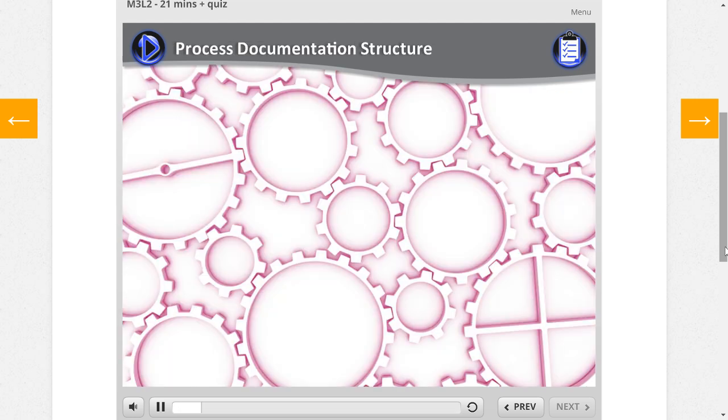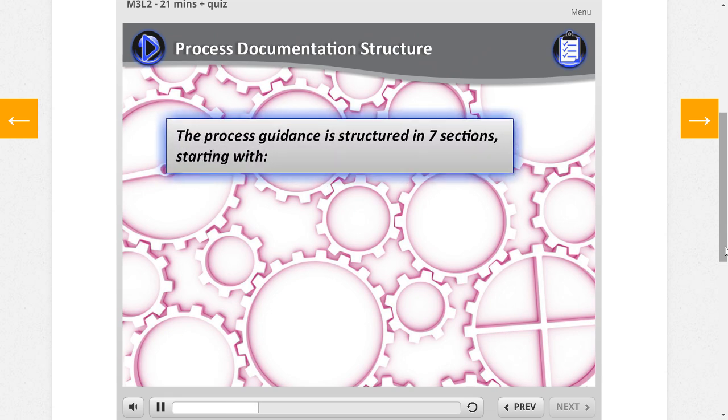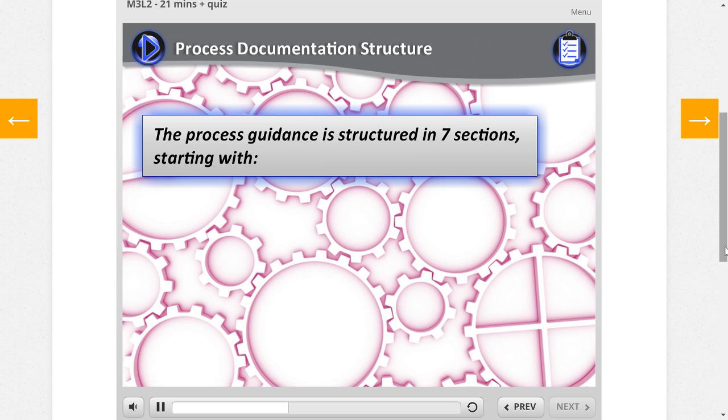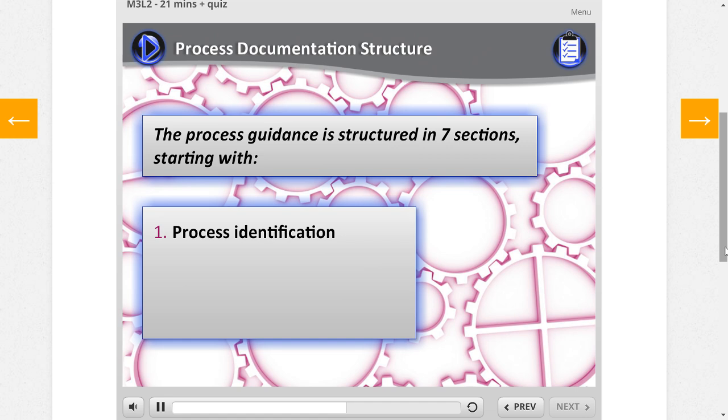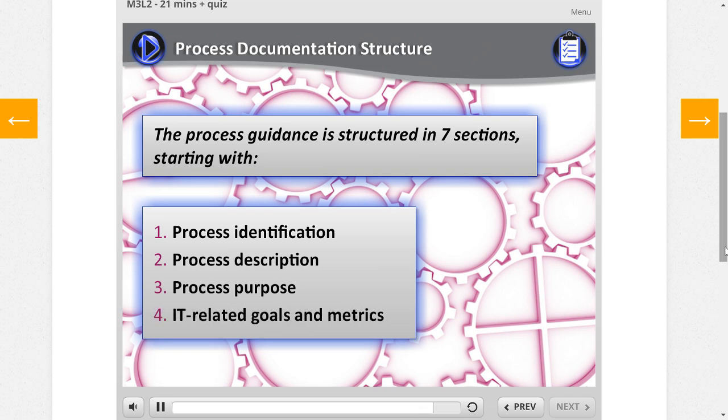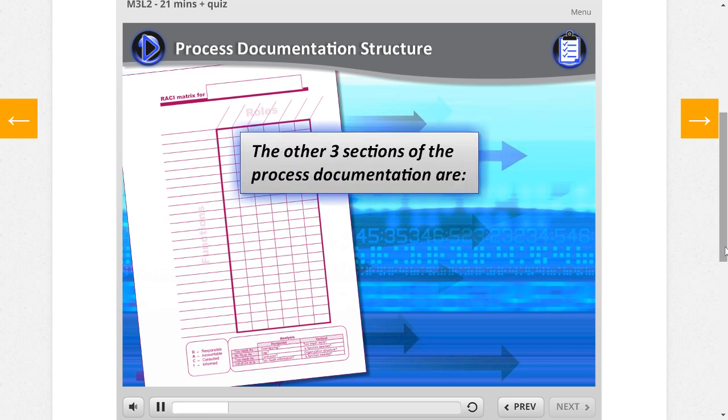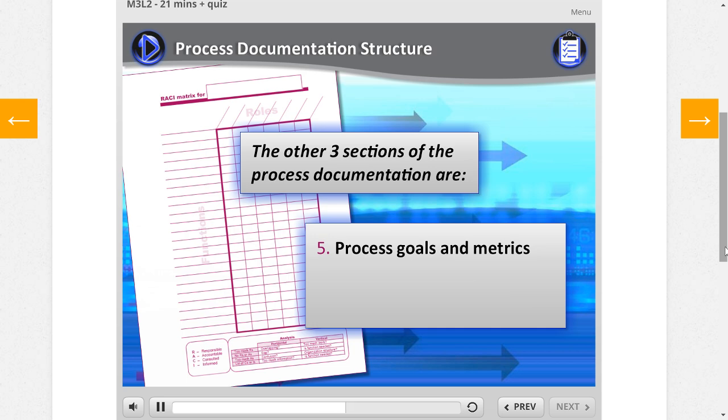Let's start by taking a look at how COBIT documents each process. The process guidance is structured in 7 sections. The first 4 sections are Process Identification, Process Description, Process Purpose, and IT-related goals and metrics. The other 3 sections of the process documentation are Process Goals and Metrics, RACI Chart, and Practices.